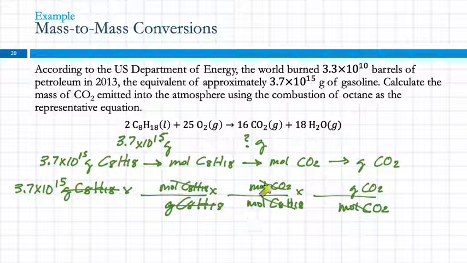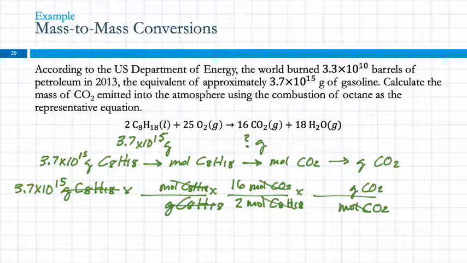The moles in the middle here come from the balanced chemical equation. Up here I've got moles of CO2. So I look here, here's CO2, there's a 16. So I'm going to write 16 in here. Down here I have C8H18. There's C8H18, it's got a 2 in front of it. I'm going to write a 2 in front of it there, just pulling those numbers down.